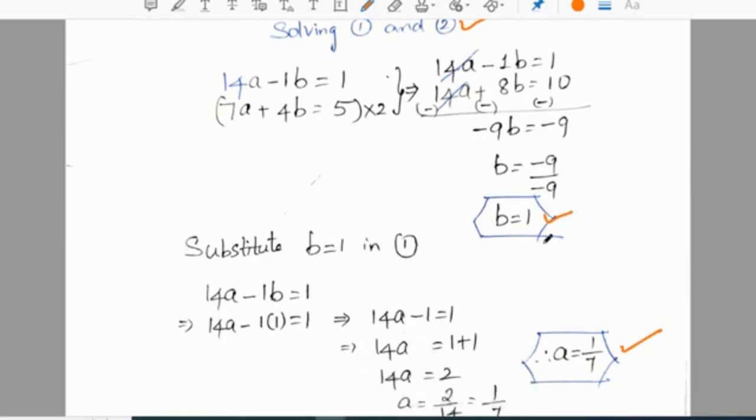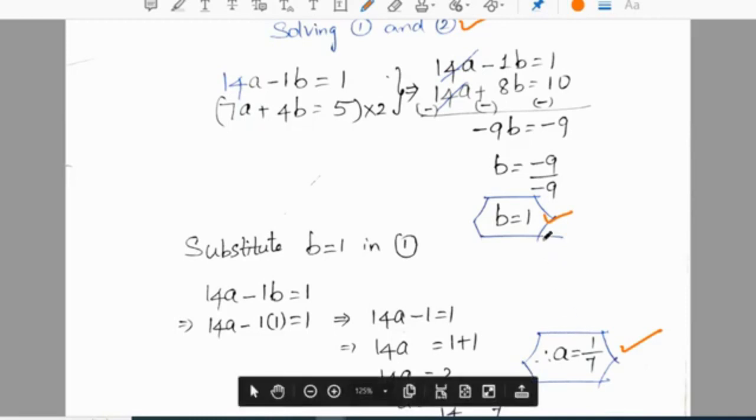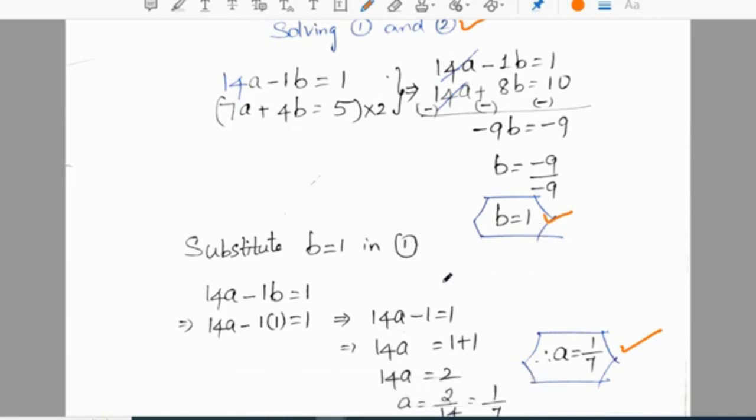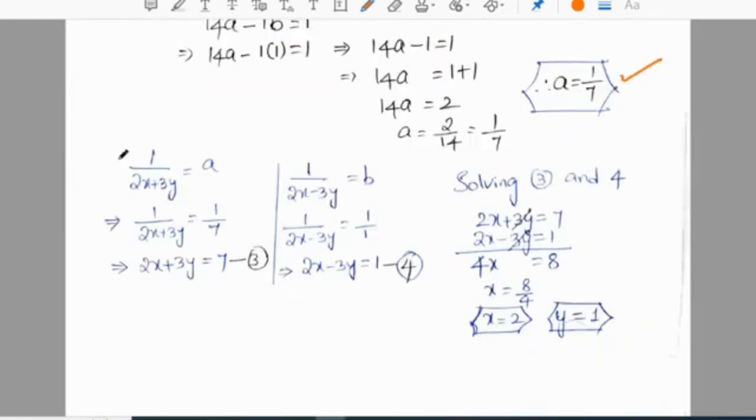Solve means we need to find a and b. Here clearly we got solve means x and y. Finding x and y is our target in the question. Convert 1 by 2x plus 3y as a and 1 by 2x minus 3y as b. So a value we got as 1 by 7 after solving 1 and 2 equations, and b value we got as 1 by 1, which is 1.